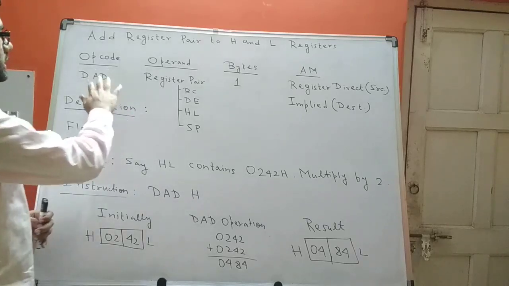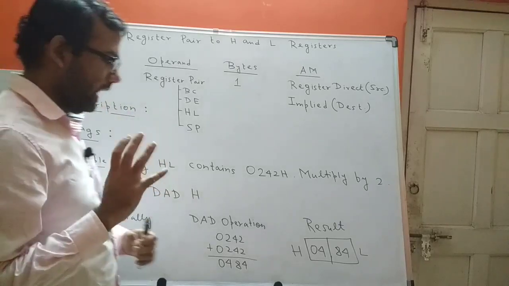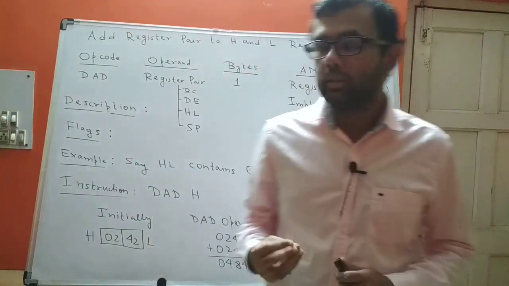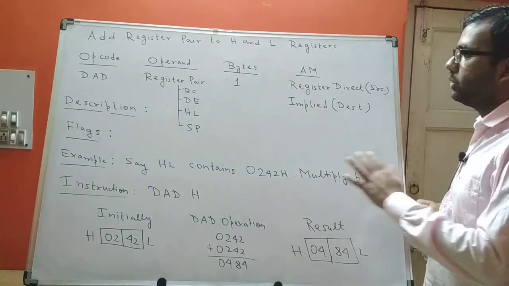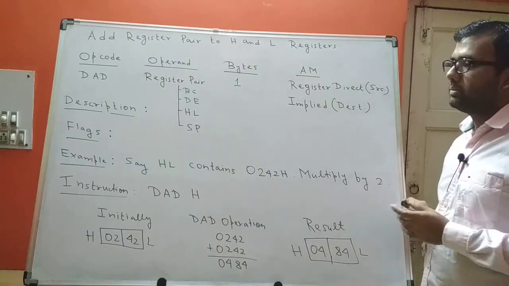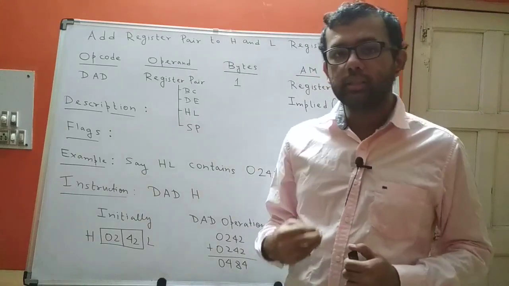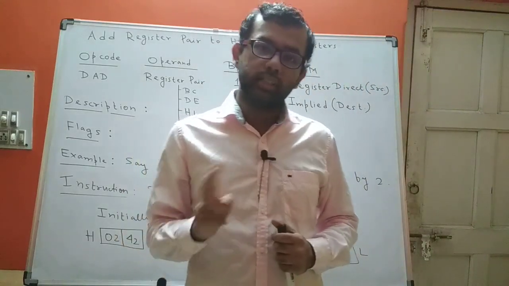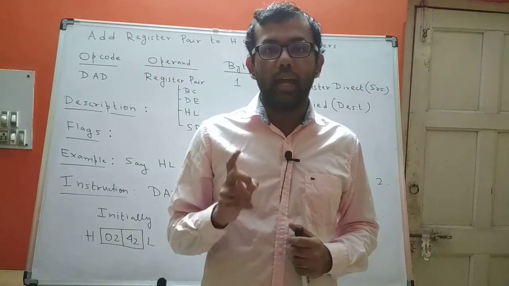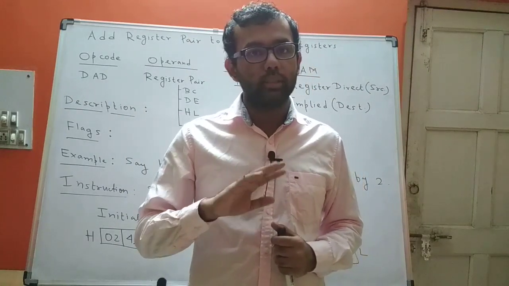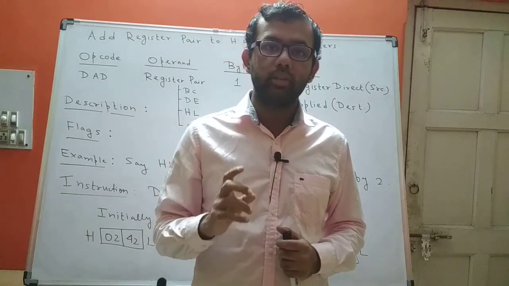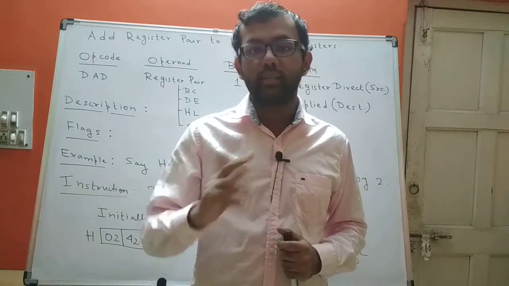See, this is the DAD instruction. DAD stands for double byte addition. We are trying to do double byte addition. By double byte addition, what you mean is you're trying to add two 16-bit numbers. Now how is this special? This is special because you'll be doing it on register pairs.